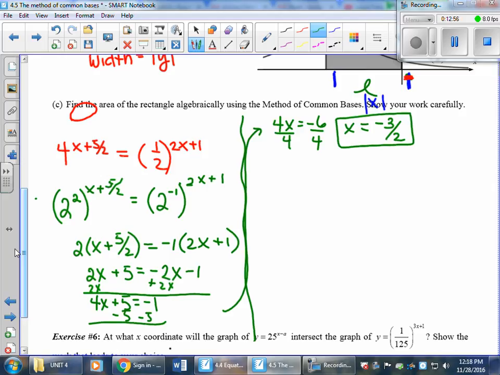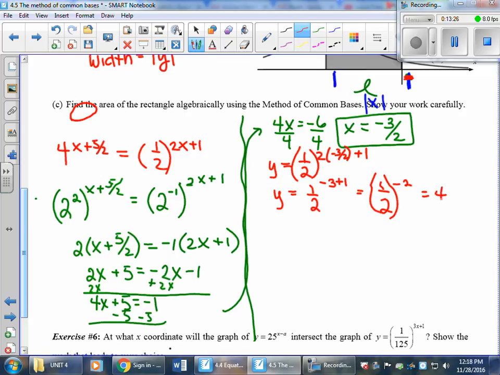Now that's our x, and the way we find our y is to use one of our equations. It doesn't matter which one we use. So y is equal to 1/2 raised to the 2 times negative 3 over 2, our x, plus 1. So y turns out to be 1/2 raised to the 2 times negative 3/2, which is negative 3, plus 1, which is 1/2 raised to the negative 2 power, which is equal to 4. So my y is equal to 4, and my x is equal to negative 3 over 2.